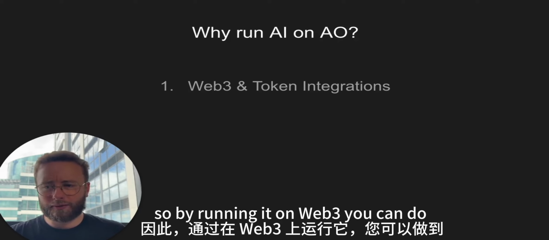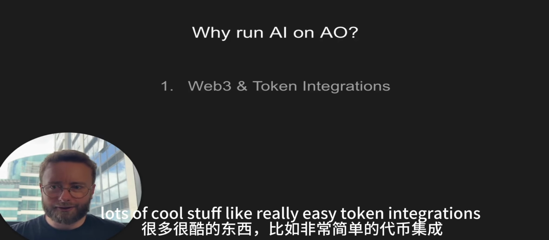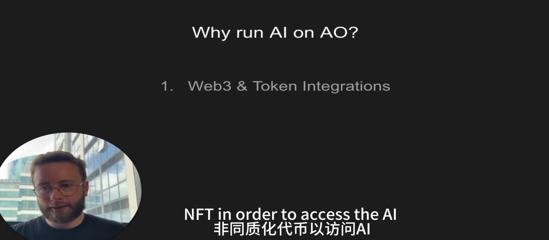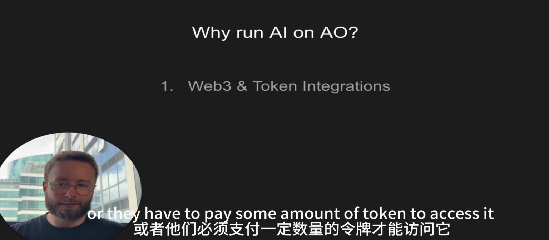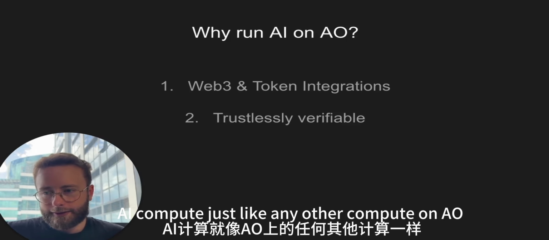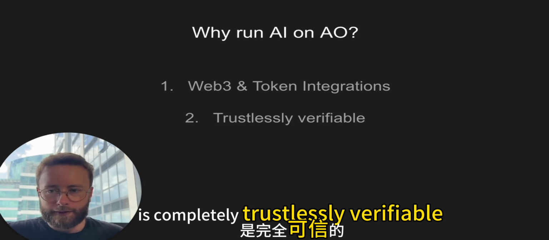So by running it on Web3, you can do lots of cool stuff like really easy token integrations. For example, you can make it so someone has to have an NFT in order to access the AI, or they have to pay some amount of token to access it. So the next thing, AI compute, just like any other compute on AO, is completely trustlessly verifiable.